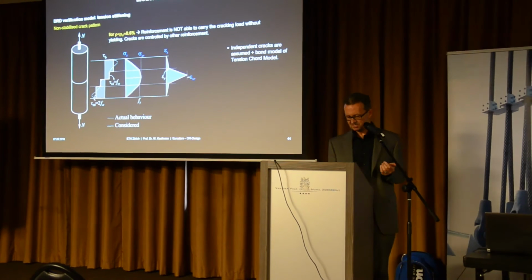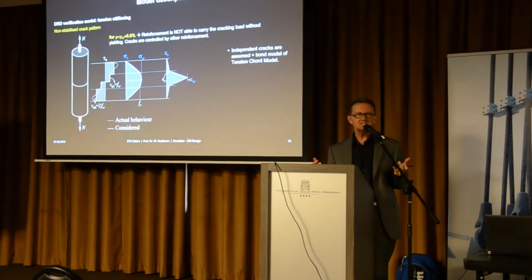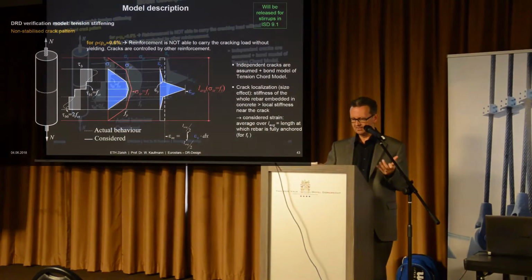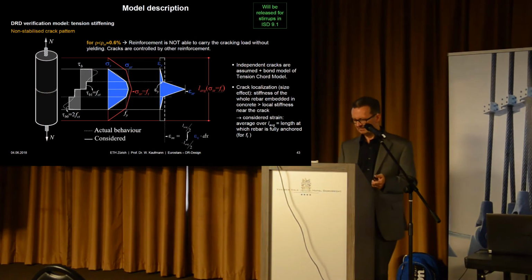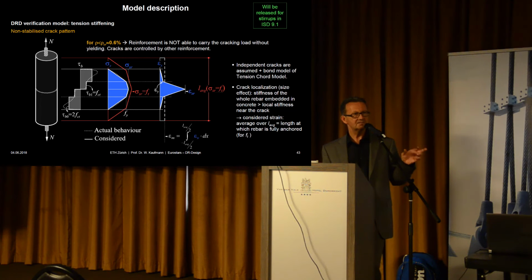Now in this situation, if we're below minimum reinforcement, we need some way to average the strains that we get from the program over a certain length. And here we simply use, we go through the animation, we simply use as an averaging length the length that we would need to fully anchor that rebar in the concrete.